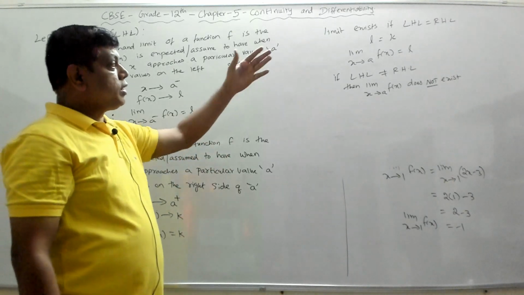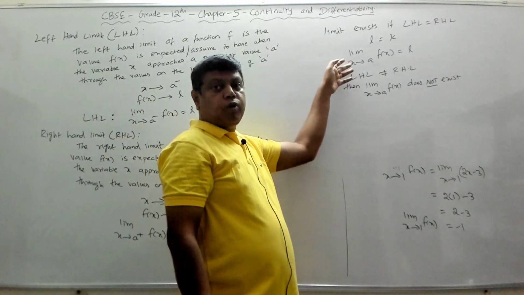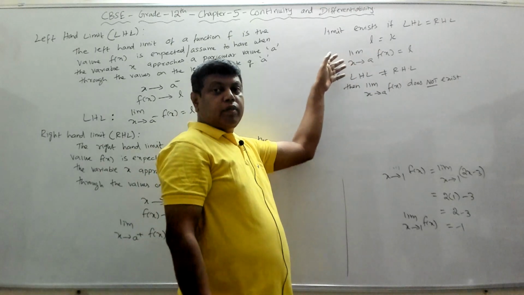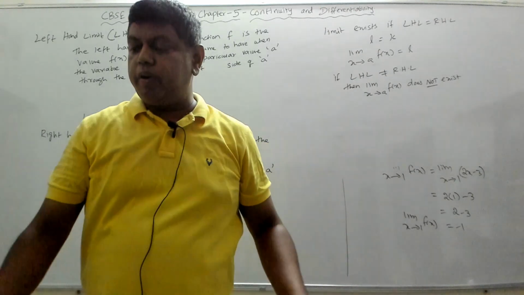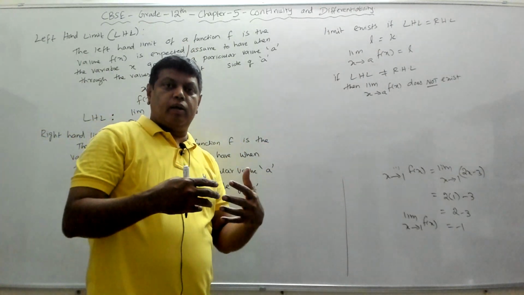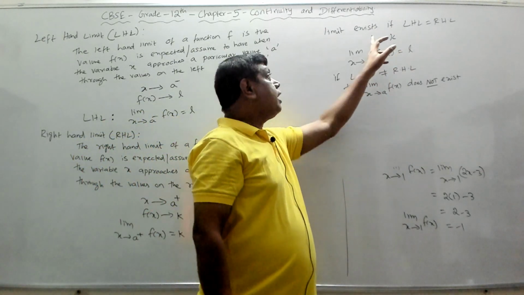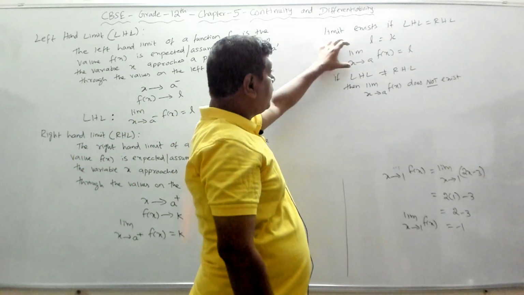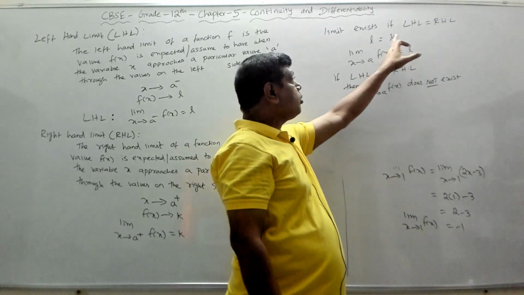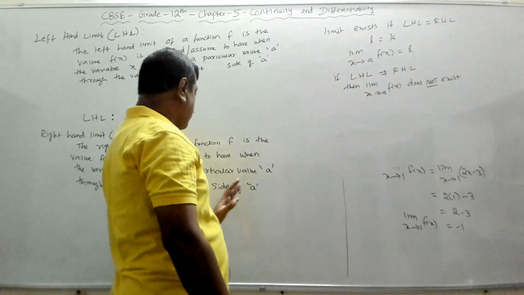So for the limit to exist, we say limit here, we don't say left hand limit or right hand limit, which means the a can be approached in any direction. Whichever direction you approach a, your f of x approaches L. Here L equal to K. If L equal to K, the limit x goes to a, f of x equal to L, we can put L or K because L and K are equal. Left hand limit and right hand limit are equal.